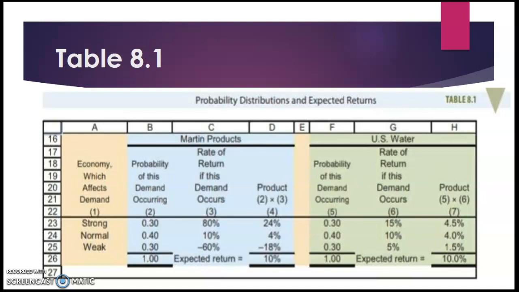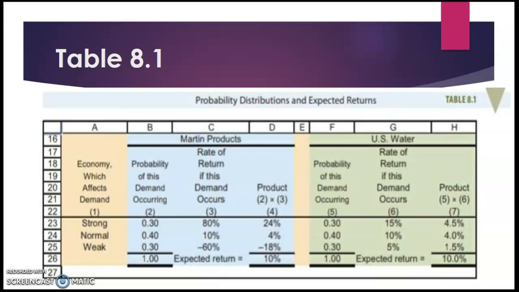Columns 3 and 6 show the returns for the two companies under each state of the economy. Returns are relatively high when demand is strong and low when demand is weak. Notice also that the Martin rate of return could vary far more widely than US Water's. Indeed, there is a fairly high probability that Martin stock will suffer a 60% loss, though at worst US Water should have a 5% return.